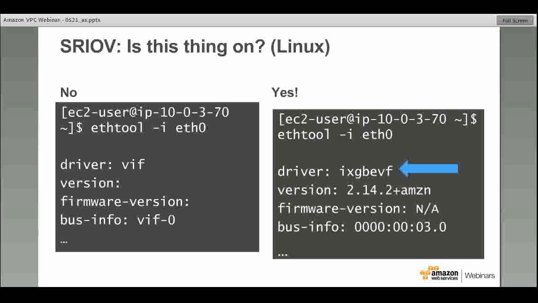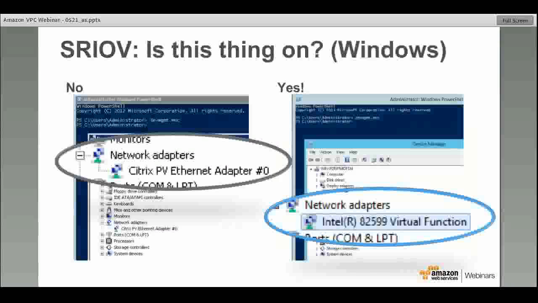You can confirm, though, that it's on. In Linux, you can run this ethtool command, and if you see the driver being ixgbevf, then you know that enhanced networking is turned on. Similarly, on Windows, the network adapter will show as an Intel 82599 virtual function, and that again confirms that enhanced networking is turned on.